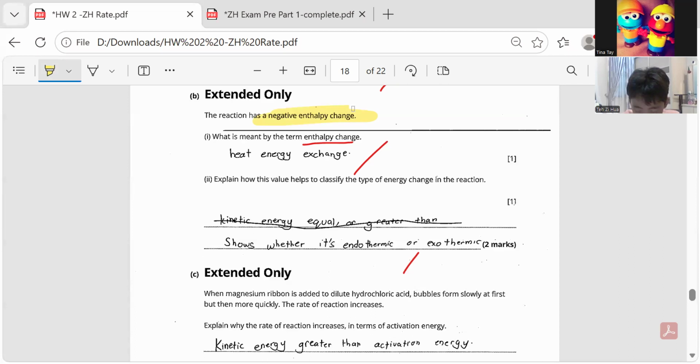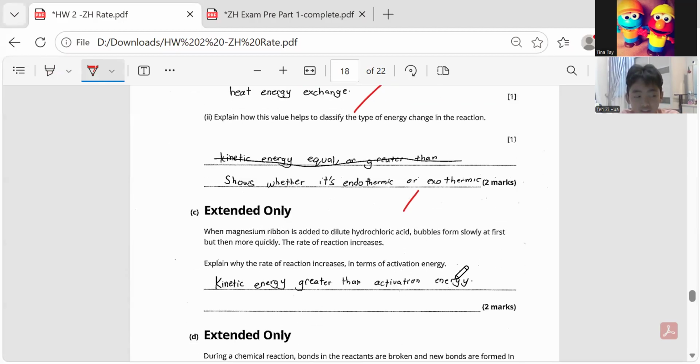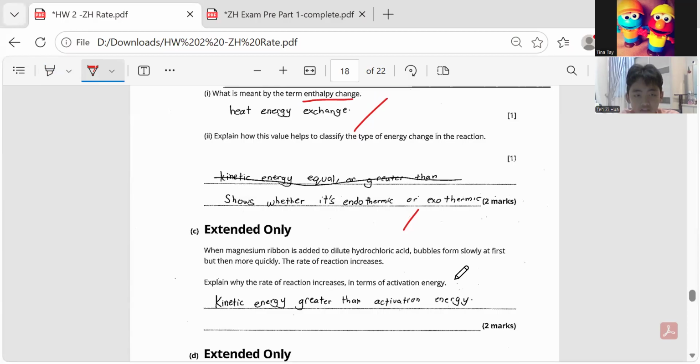What's your answer? If the enthalpy change is negative, is energy released or absorbed? Released. So it becomes hotter or colder? Hotter. So the temperature increases. 1 mark.